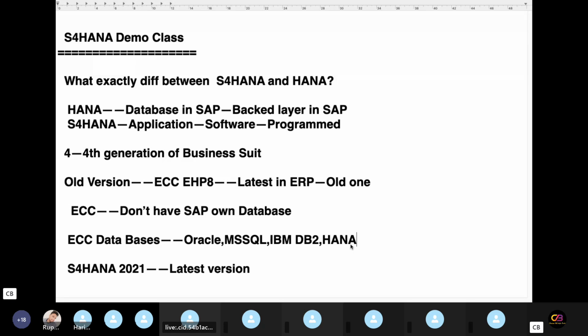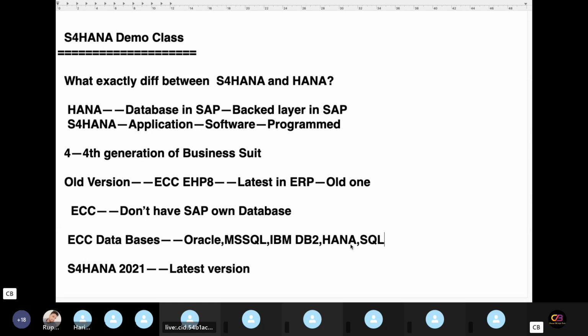HANA is the database. Earlier, in the ECC system, SAP had no database of its own. So it was connected with third-party databases like Oracle, MS SQL, and IBM DB2. After some time, SAP launched a new database called the HANA database. This is more powerful compared to the ECC databases.